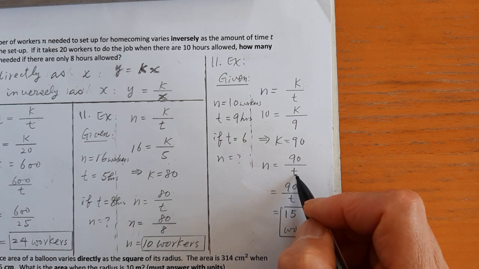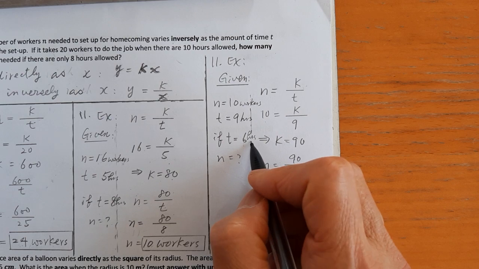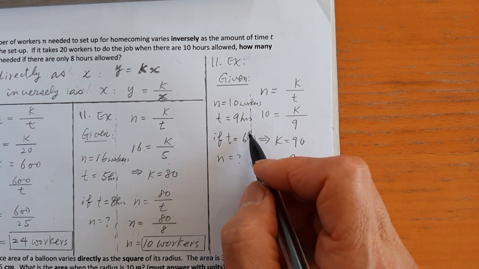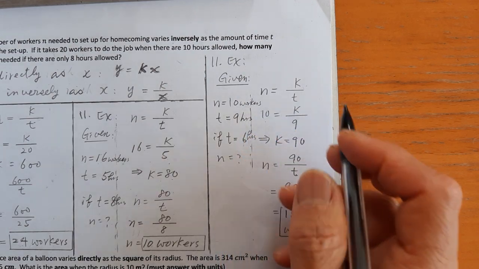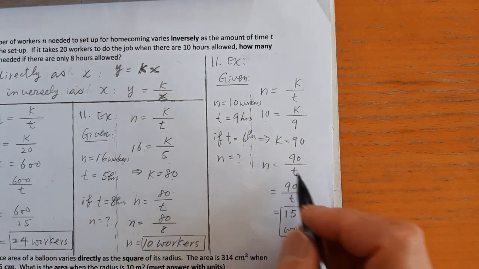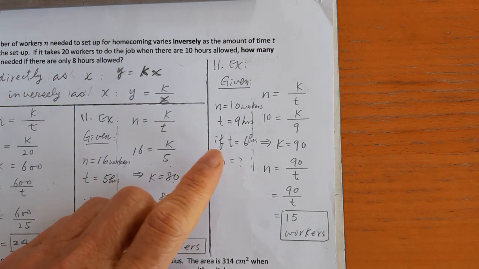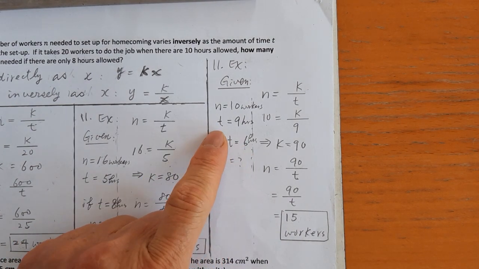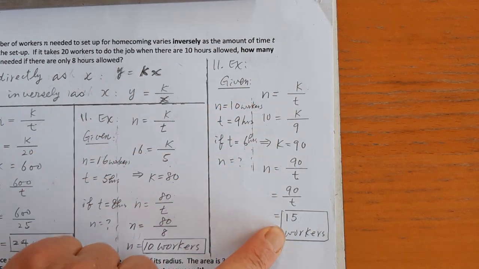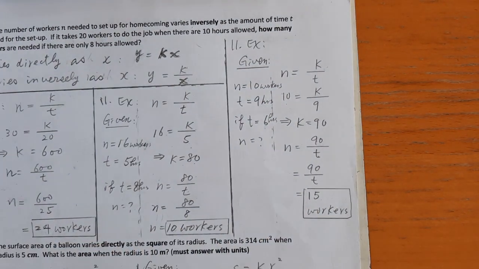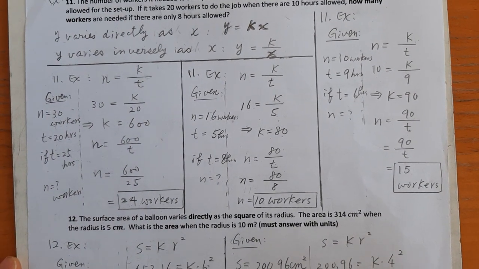That's the equation. Now your hours change to 6 hours, decreased, so it becomes smaller. Then you need more workers. So in 90 over T, use 6, and you need 15 workers. Your working hours decreased, then your number of workers increases from 10 to 15. So that's what we call inverse variation, the same amount of the job.